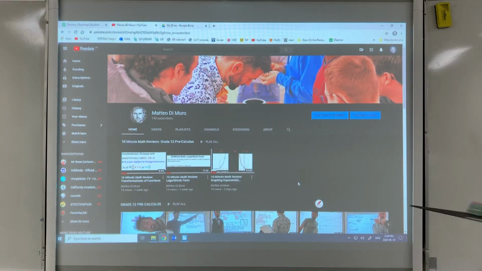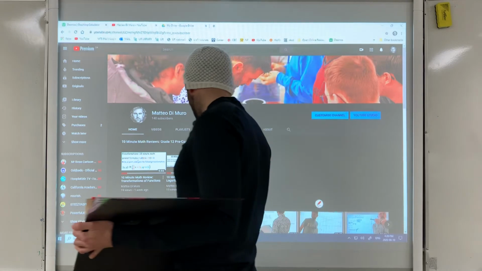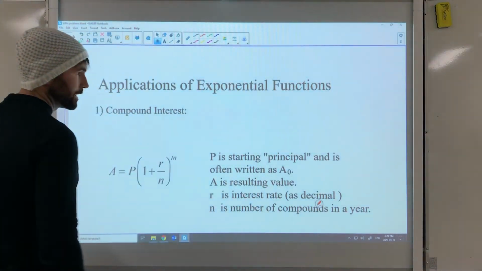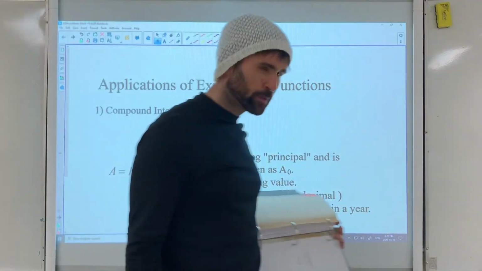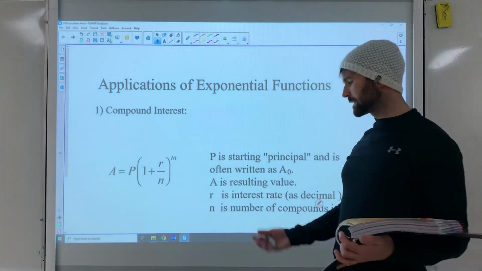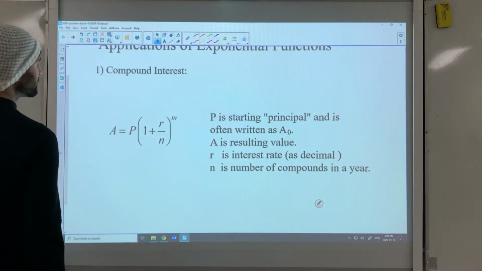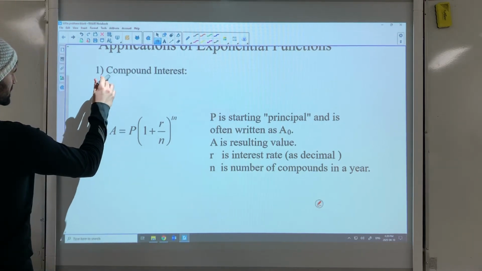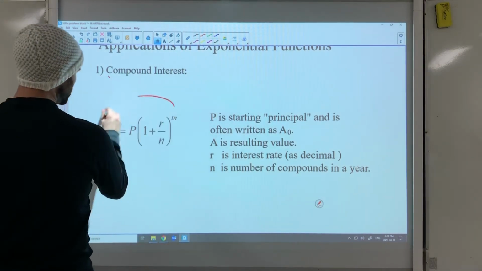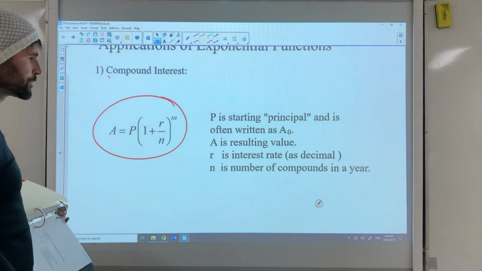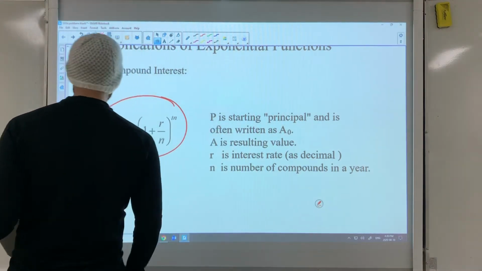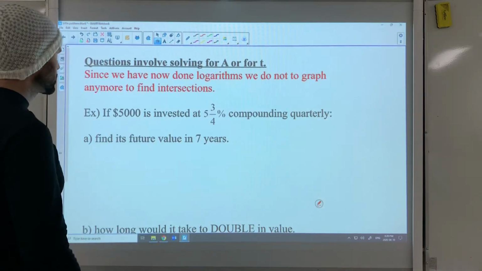Let us begin our lesson today on applications of exponential functions. So we're going to be seeing a couple of the wordy problems that show up on the exam, and you will remember way back at the beginning of the unit, we were doing questions that involved compound interest. So this formula you've seen before, just a reminder of what everything is. Let's try a couple of these questions.